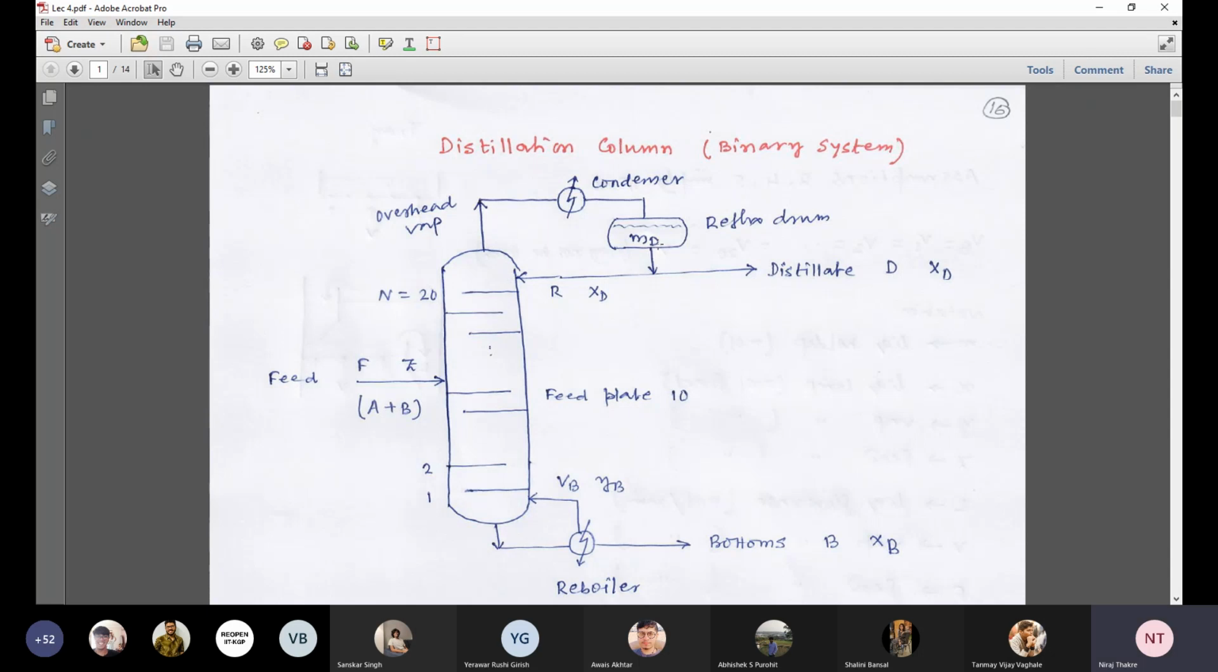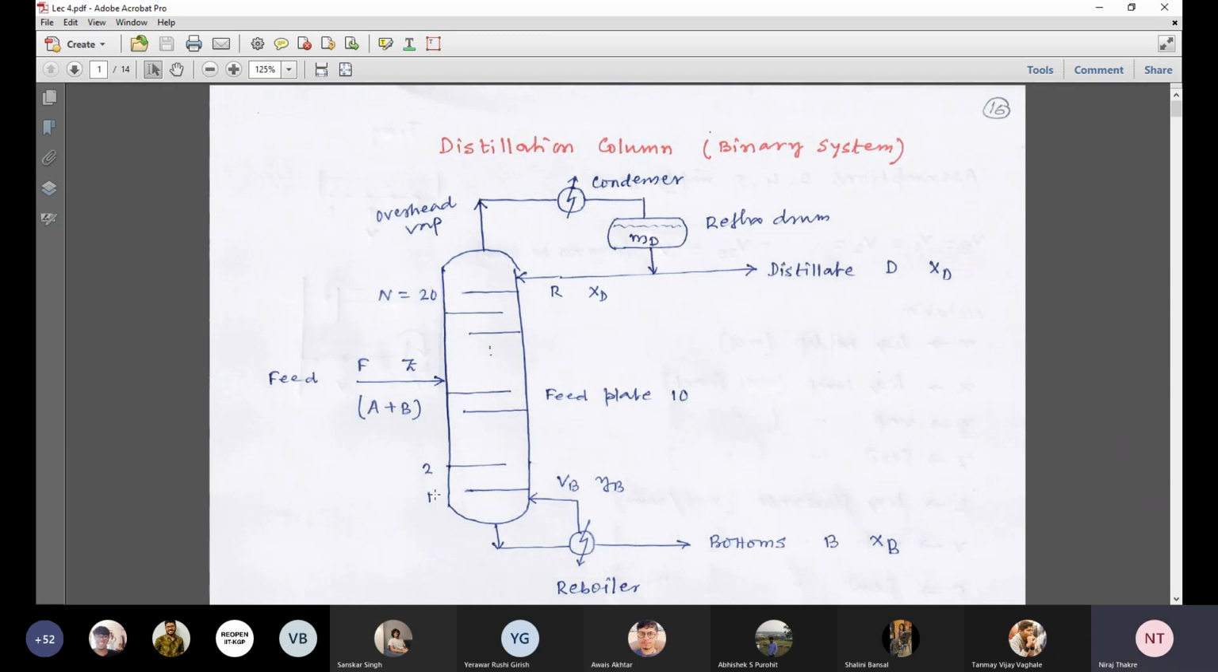This liquid gets accumulated and the level gradually increases. When the level reaches our desired level, we start recycling a fraction of this liquid above the topmost tray, and another fraction is withdrawn from here. So in this way the distillation column operates. So this is what I told, the startup operation of the process.